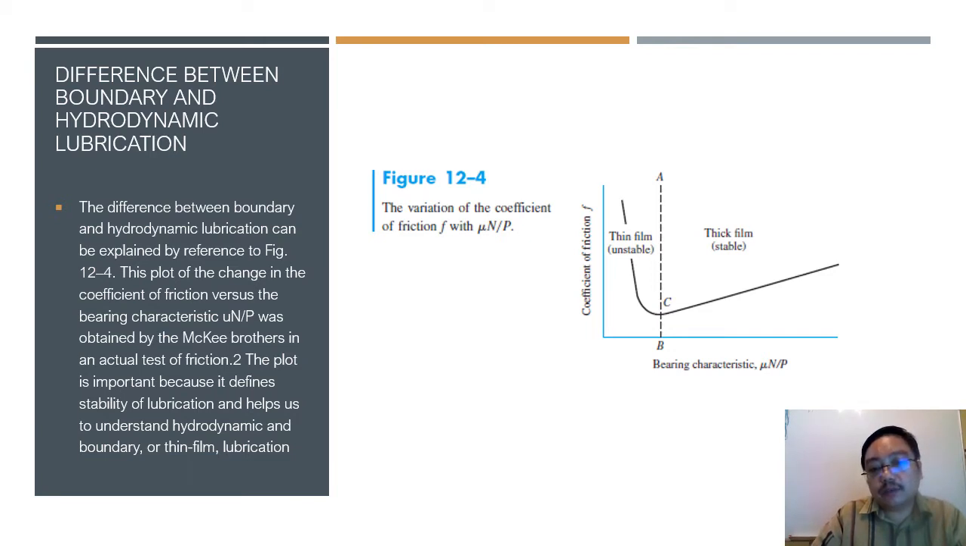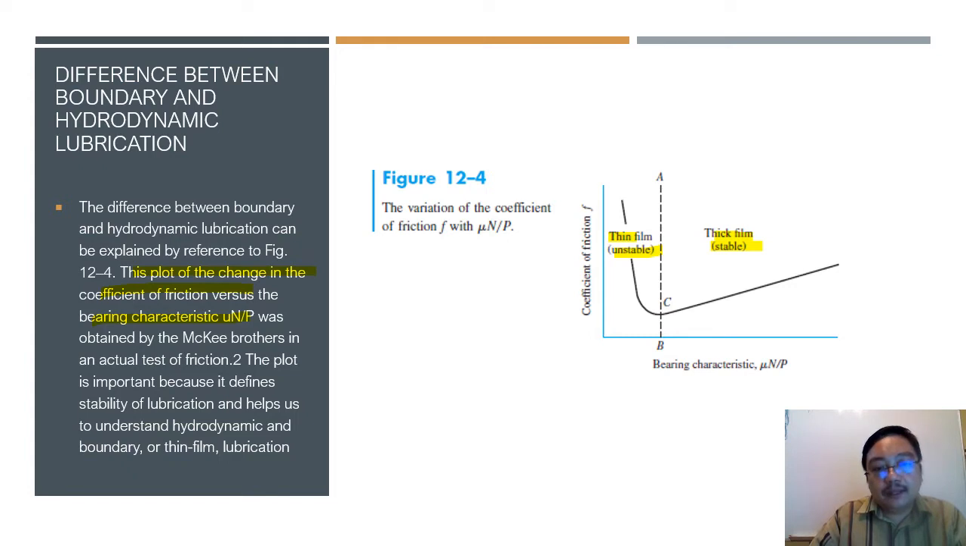This is figure 12.4. You can see the thin film and thick film. Thin film is stated as unstable and thick film is stable. This plot shows the change in the coefficient of friction versus bearing characteristic. You have learned in the previous slide the Sommerfeld number. There is an equation for the Sommerfeld number, which we will do as an example in the next video.